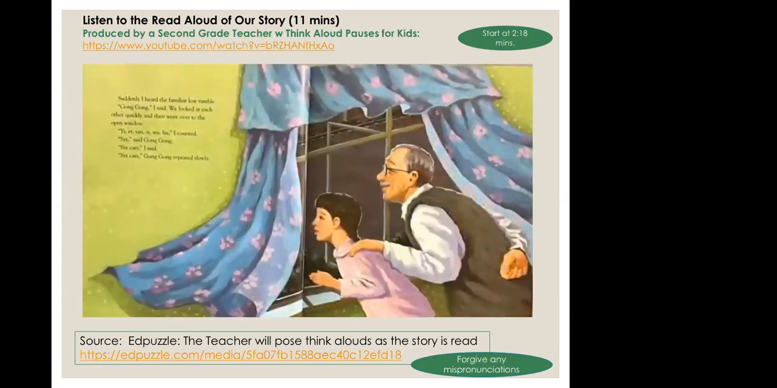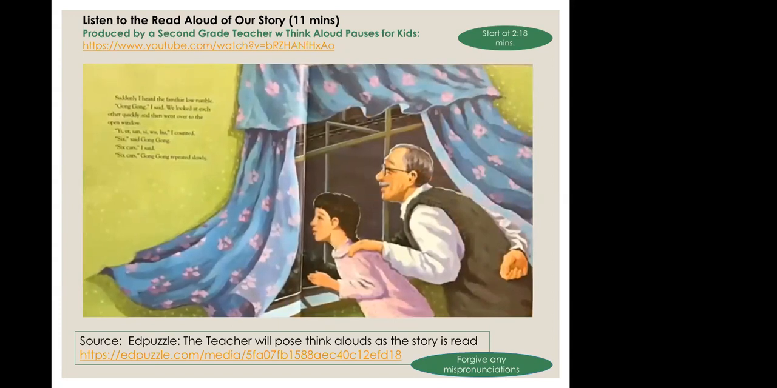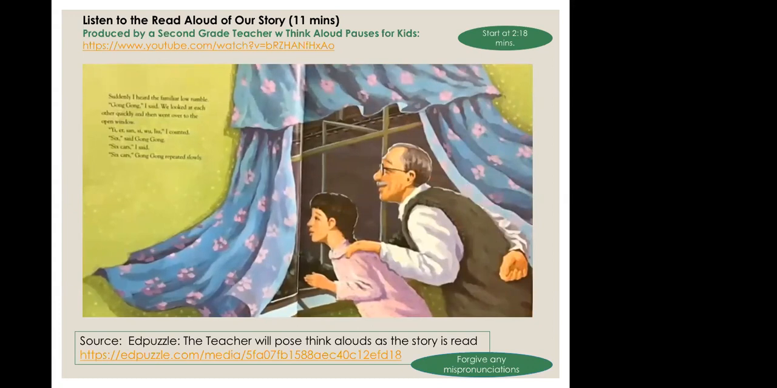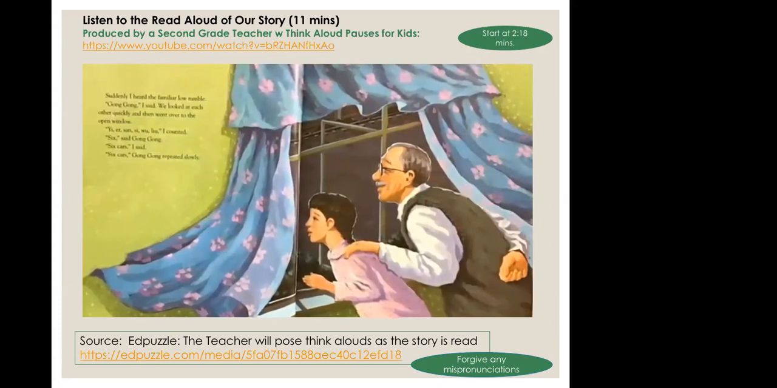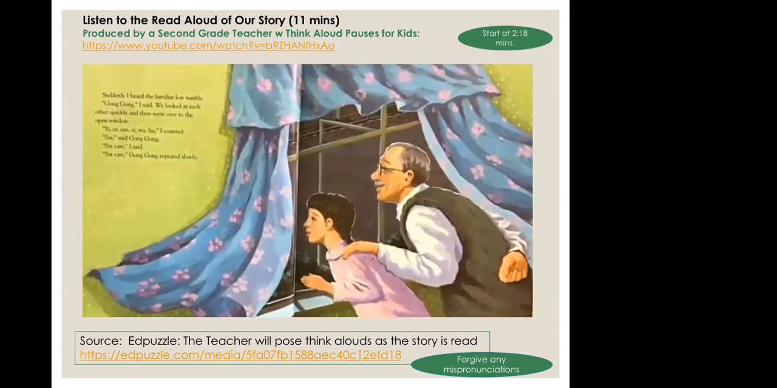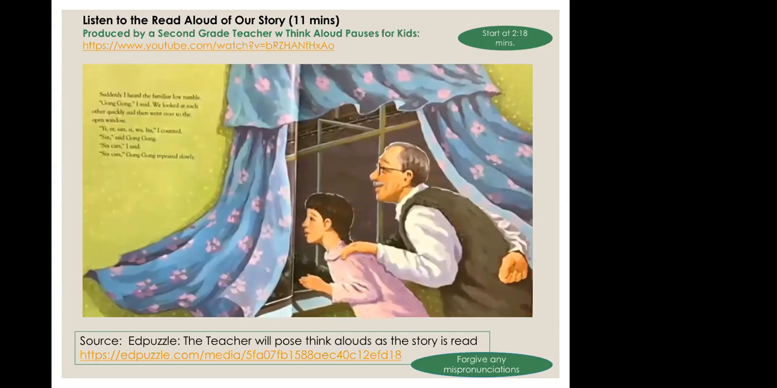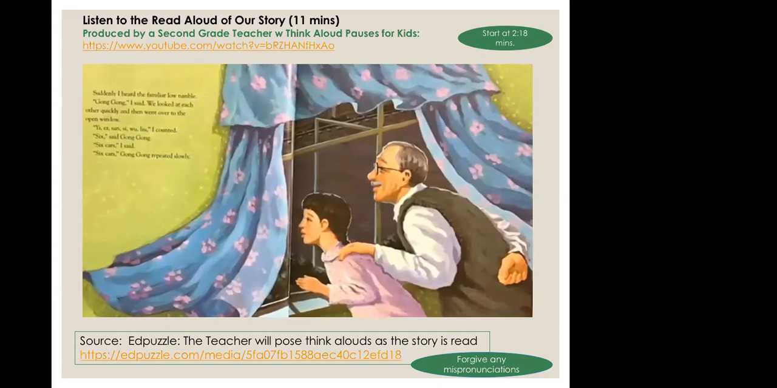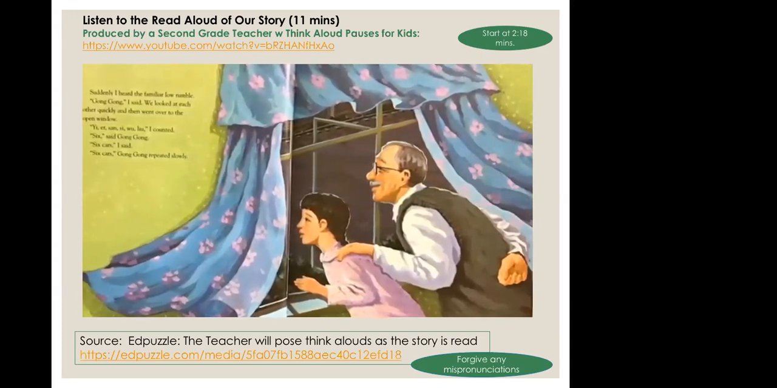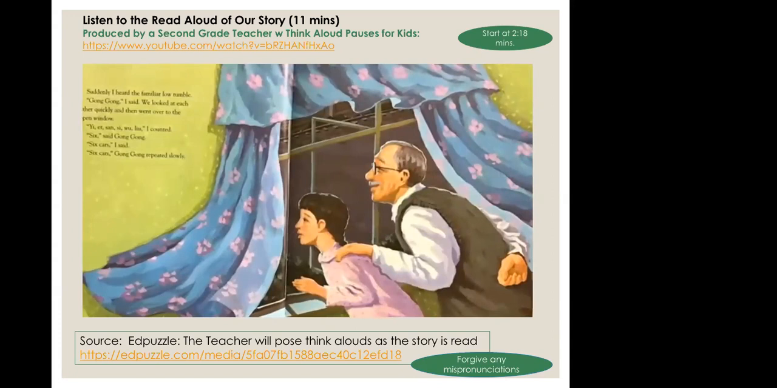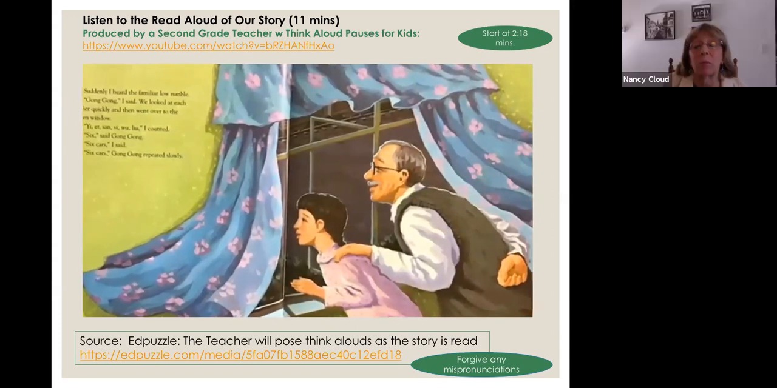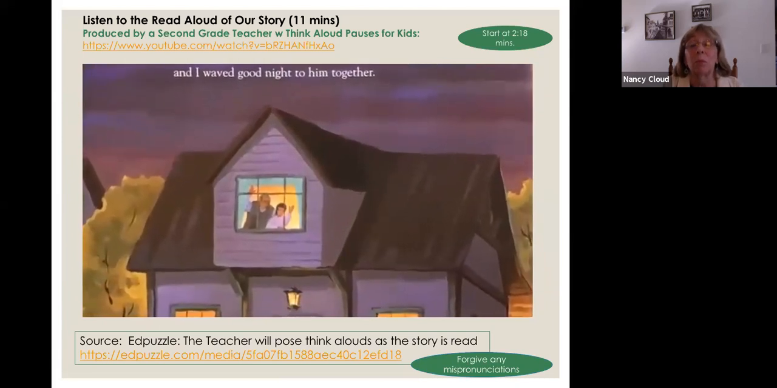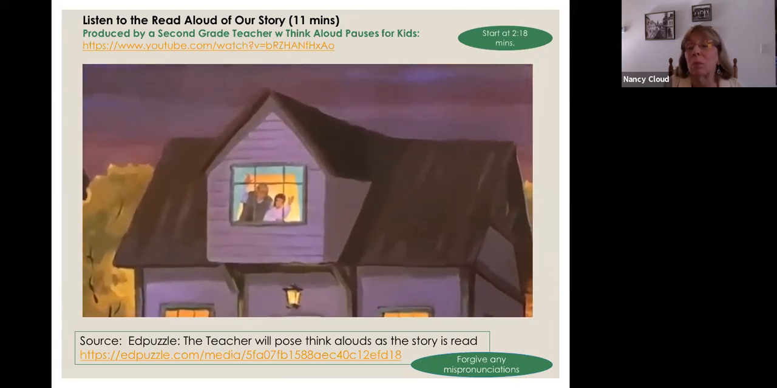Suddenly, I heard the familiar low rumble. "Gong Gong," I said. We looked at each other quickly and then went over to the open window. "Yi, er, san, si, wu, liu," I counted. "Six," said Gong Gong. "Six cars," I said. "Six cars," Gong Gong repeated slowly. The engineer blew the train whistle as Gong Gong and I waved goodnight to him together.